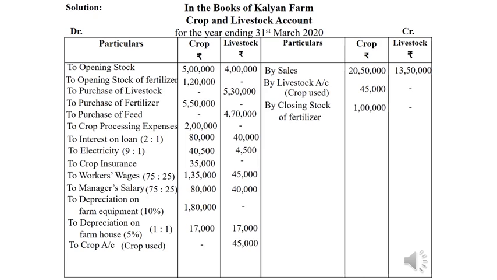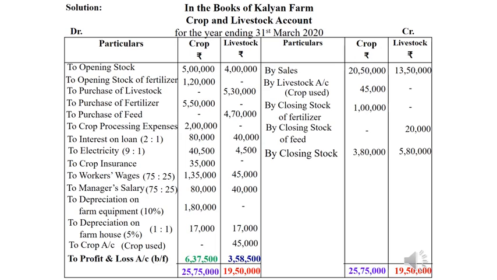Next is record closing stock of other items. Closing stock of fertilizer is given. It will find place under crop account. Therefore 1 lakh and nil. By closing stock of feed, feed will find place under livestock, dash, 20,000. Next is closing stock of crop and livestock is given. Both items record 3,80,000 and 5,80,000.